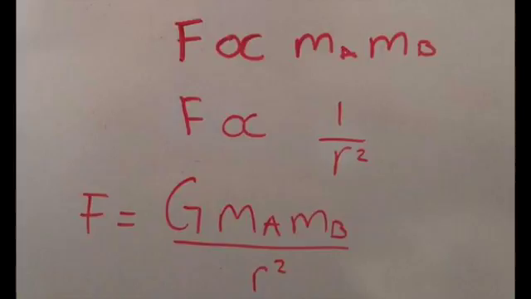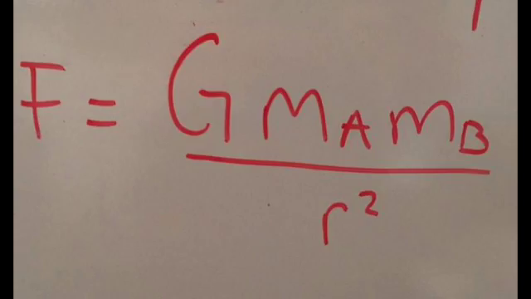We can read the magnitude of this force vector as the gravitational constant, which we're going to see later on, times the mass A times mass B over the distance between both masses squared.